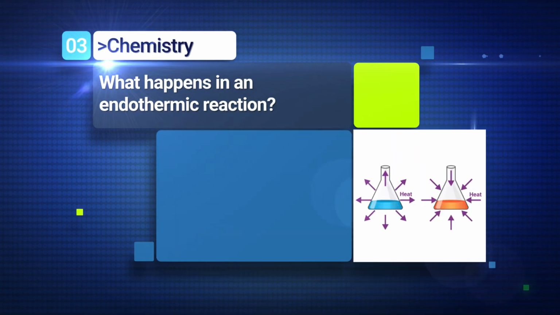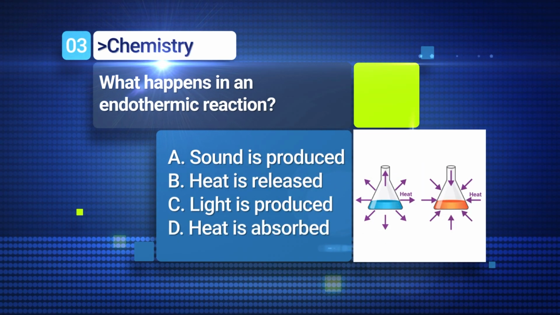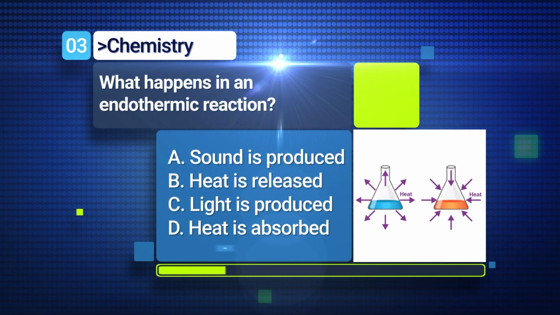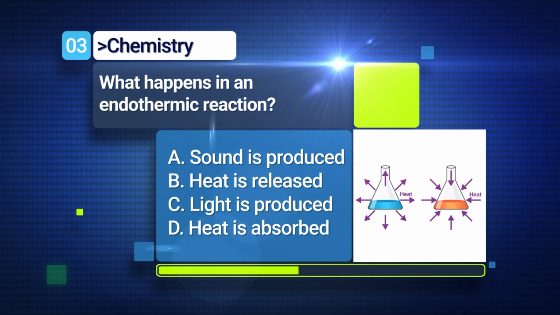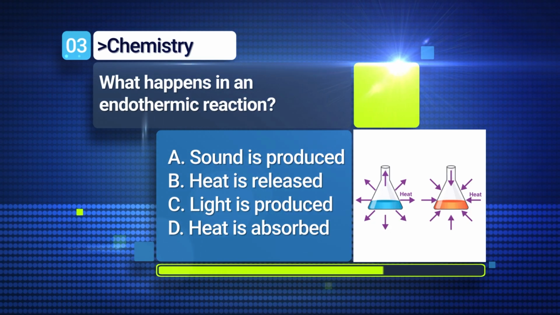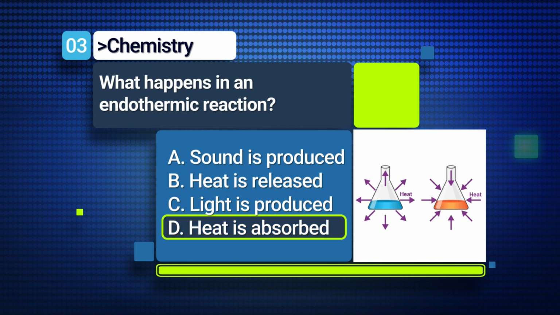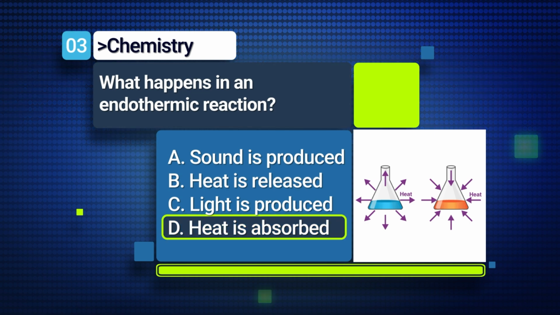Question 3. What happens in an endothermic reaction? A, sound is produced; B, heat is released; C, light is produced; or D, heat is absorbed? The answer is D, heat is absorbed.